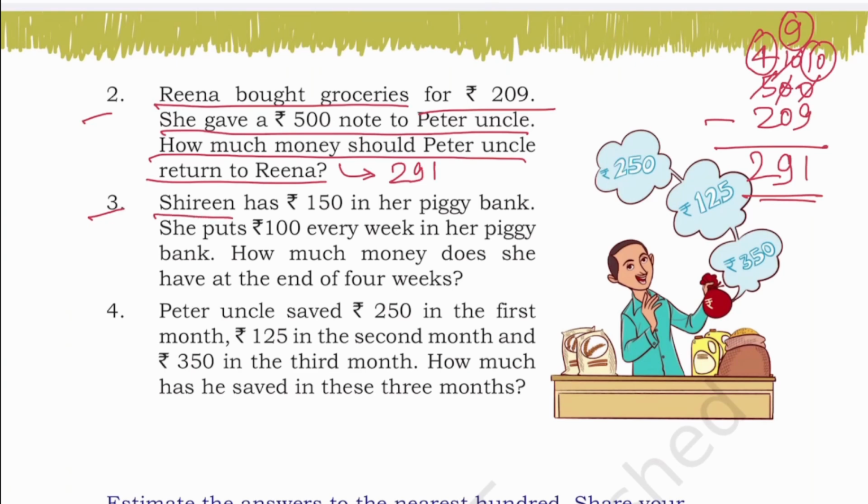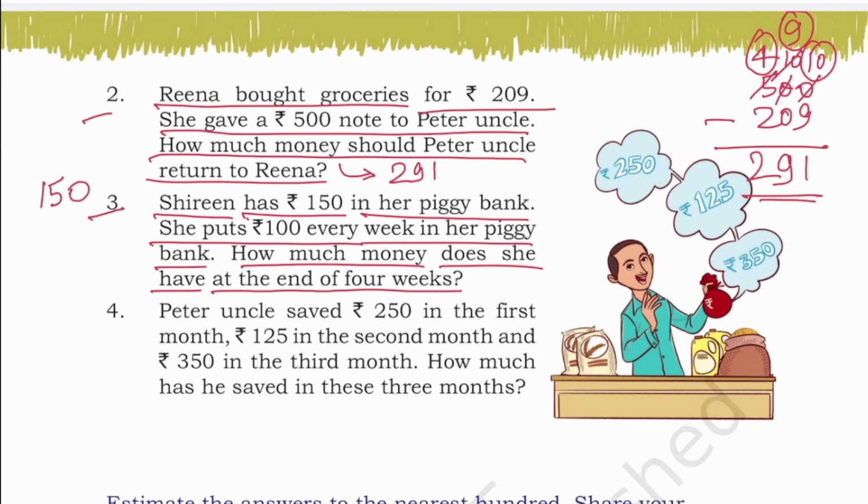Third, Serene has rupees 100 in her piggy bank. She puts 100 rupees every week in her piggy bank. How much money does she have at the end of 4 weeks? She already has 150 and she puts in 400 rupees in the coming 4 weeks. That is, you have to add 400 to 150. 0 and 0, 0; 5 and 0, 5; and 4 and 1, 5. That means she will have 550 rupees now.